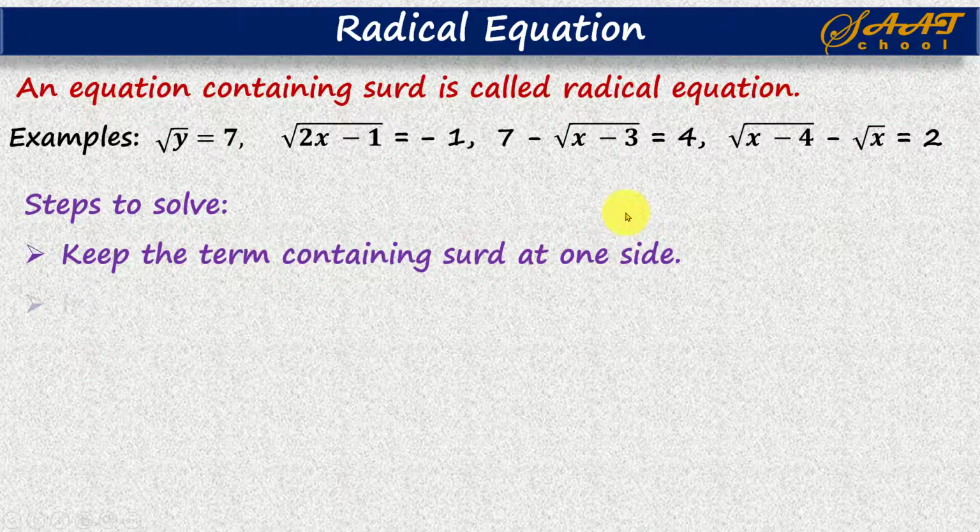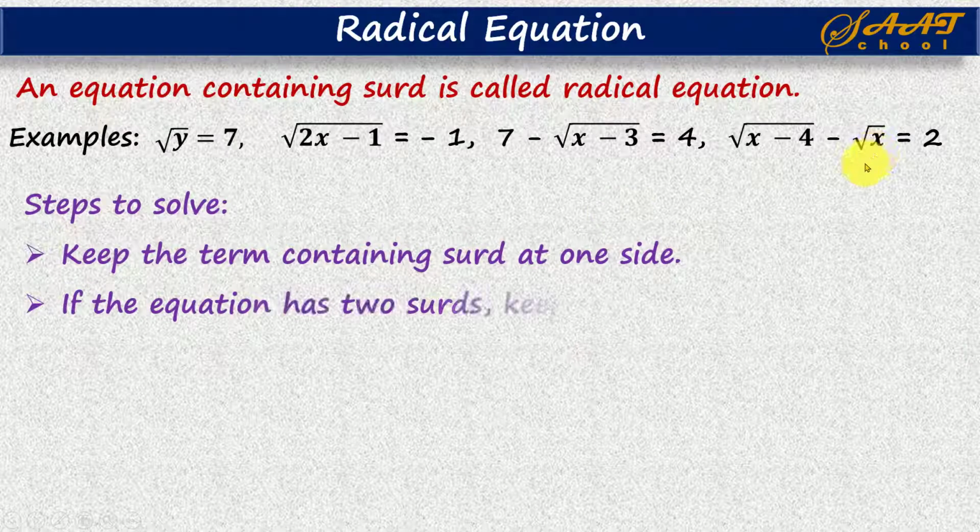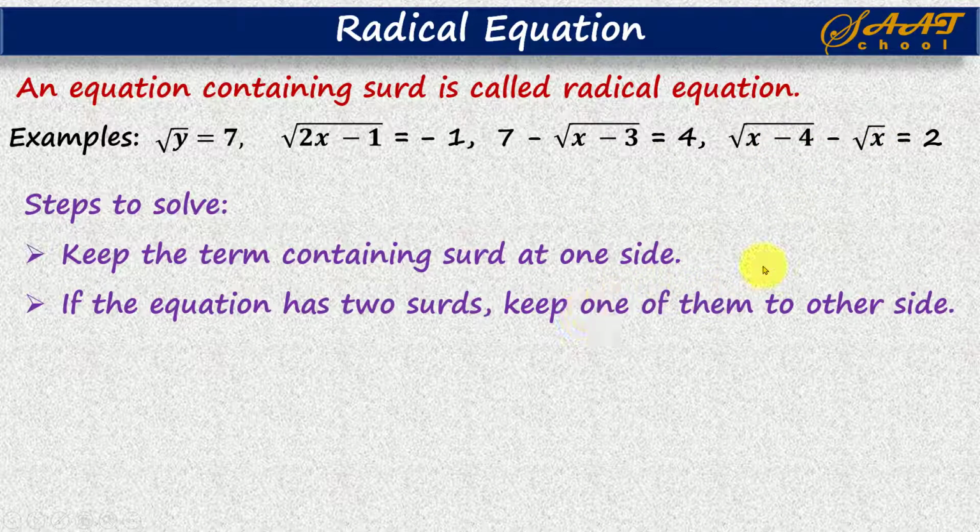Now what in case there are two radicals? If the equation has two radicals, then you have to keep one of them on the other side, meaning you have to keep any one of the radicals on the other side. So better you shift this radical to the right hand side.